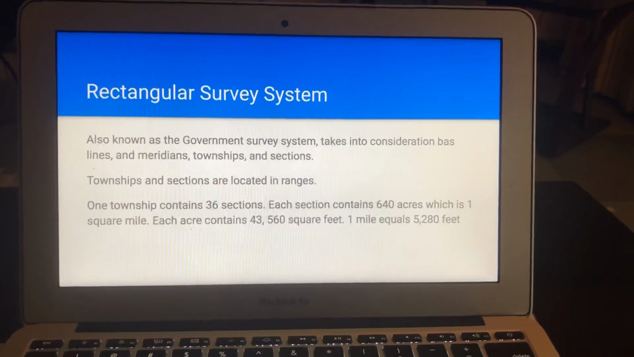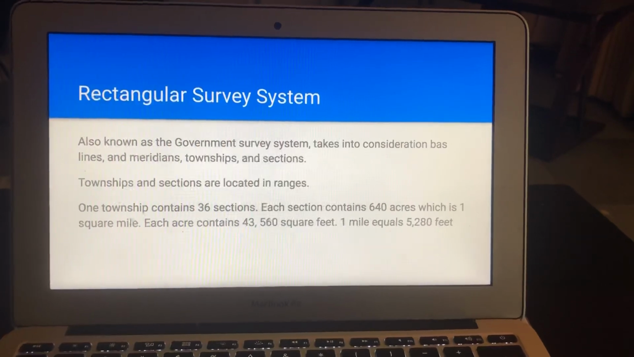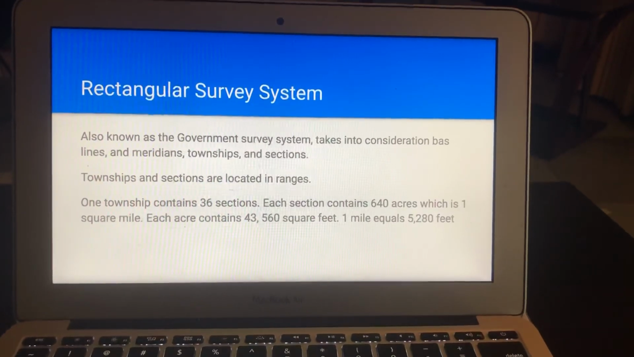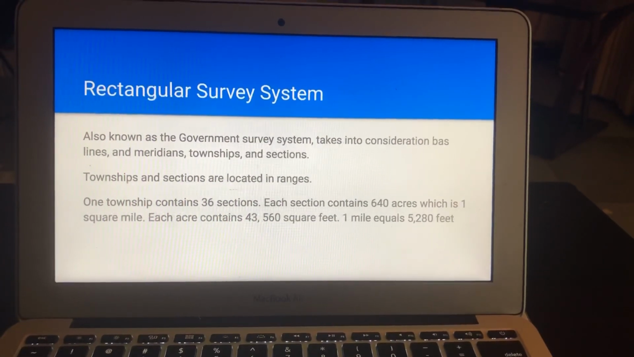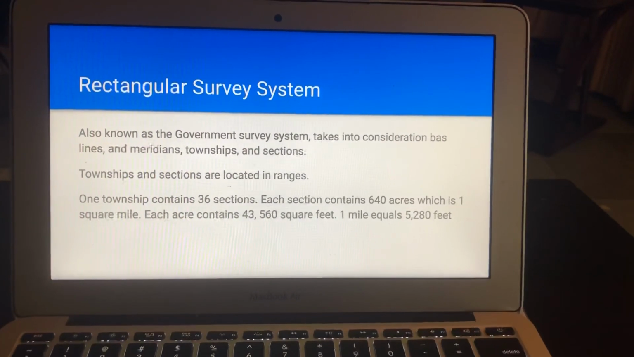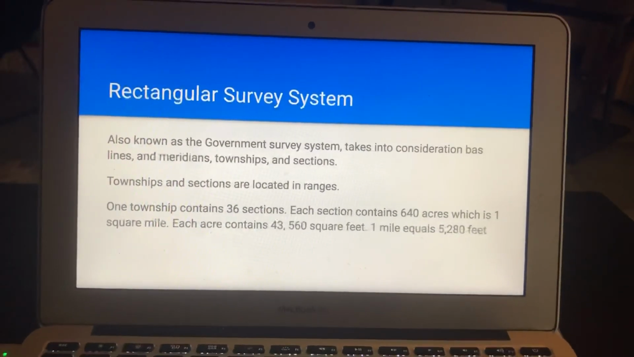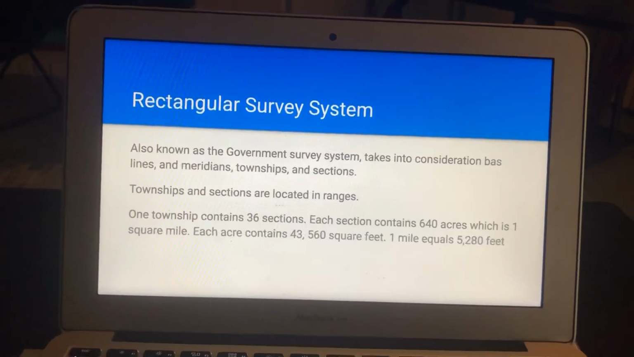1 mile equals 5,280 feet. So in order to remember one mile equals 5,280 feet, we say doing a 52 and an 80. Doing a 52 and an 80. And that's the end.